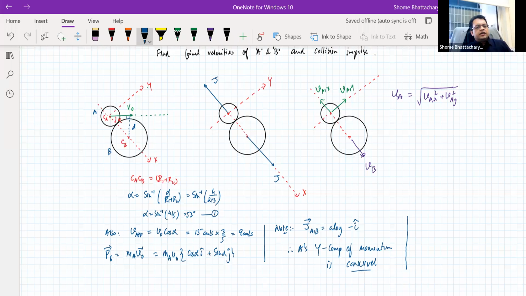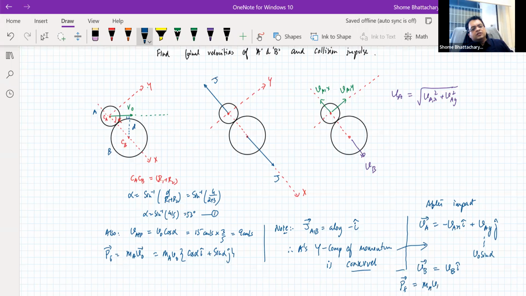So now you can see what is happening after impact. A's velocity VA, I'm writing it as some minus x component and some positive y component. And this positive y component, by the way, will be V naught sine alpha. Whereas B's velocity I'm writing as VB i cap. So the final momentum of the system will be equal to mass of A into this velocity plus mass of B into this velocity.